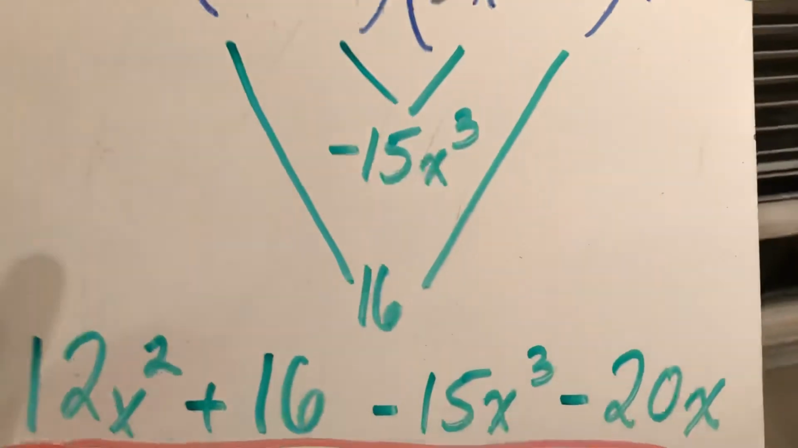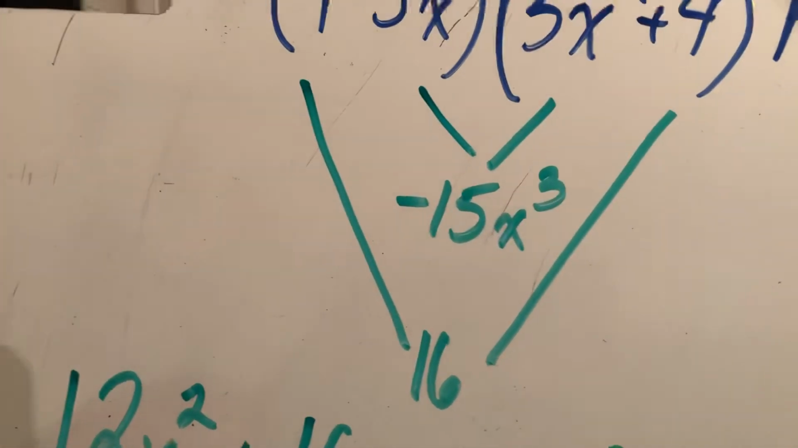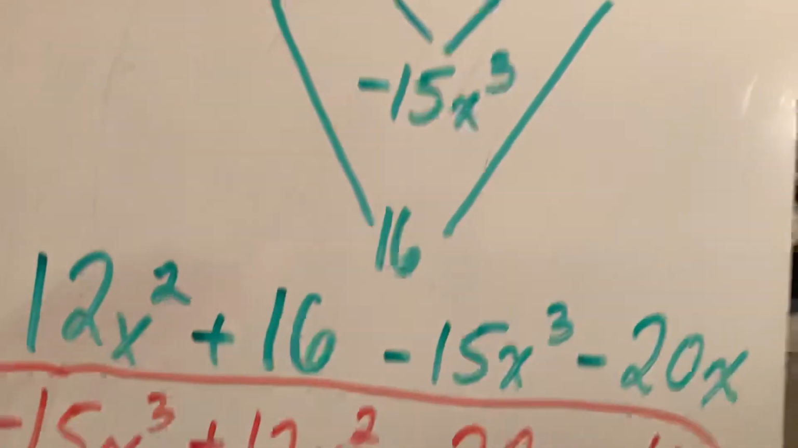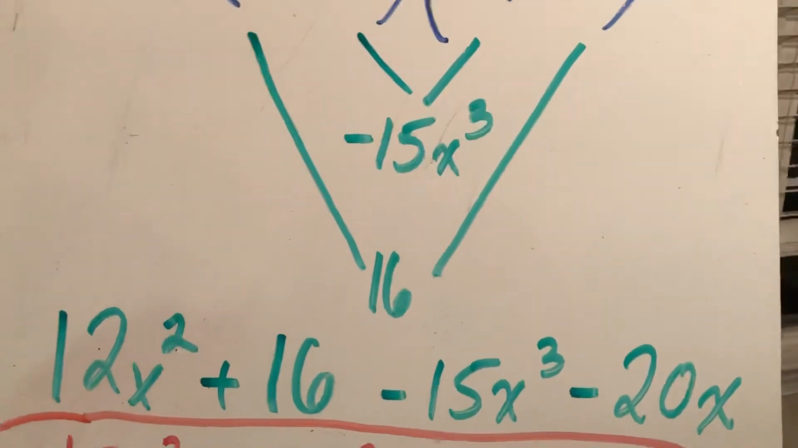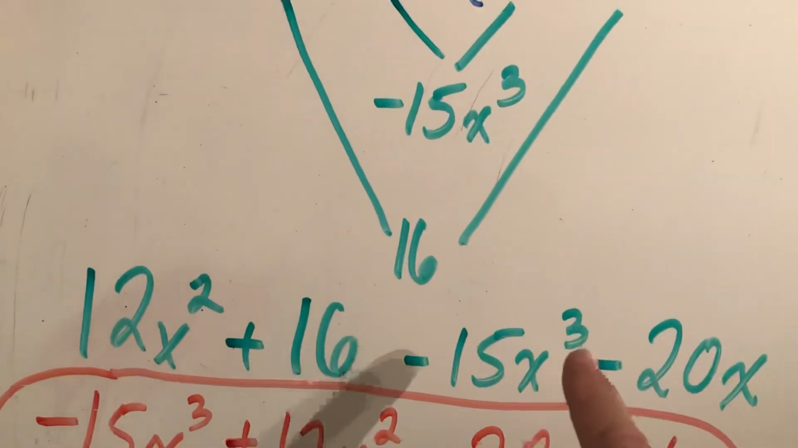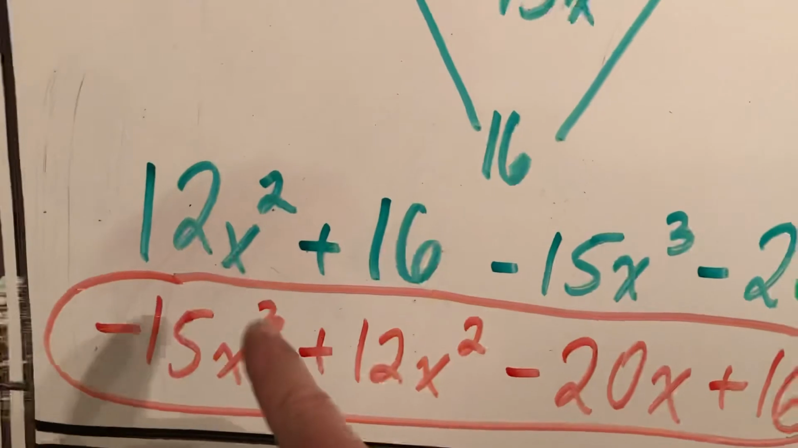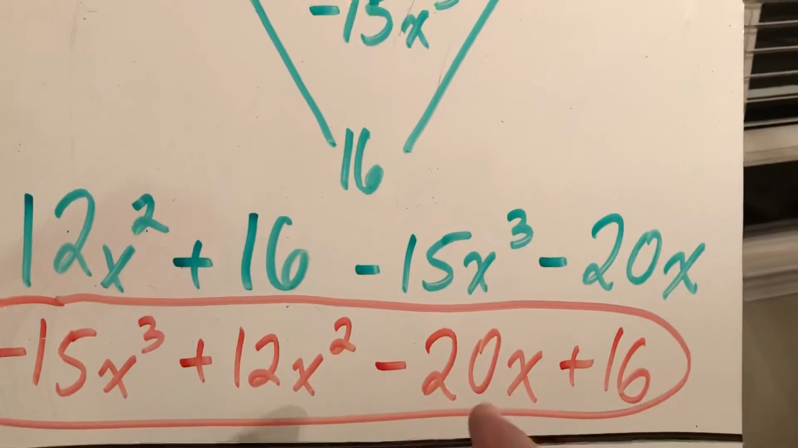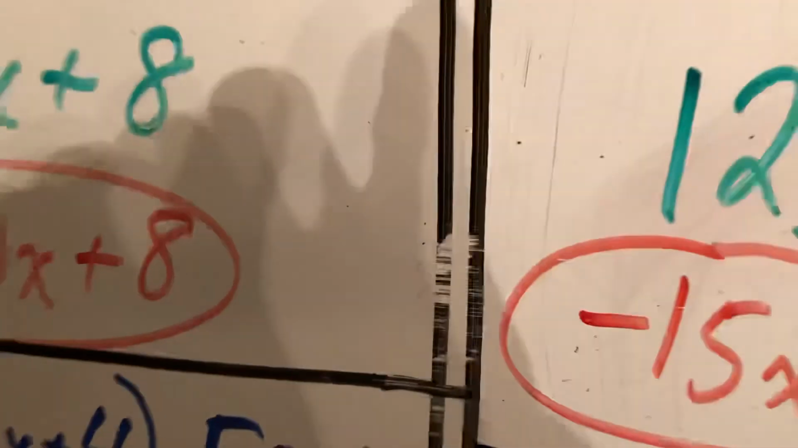And now, do you see how these two don't match up? They're not like terms. I don't know what to tell you. I don't know why they would give you a problem like that, but here's what we're going to do. We're going to take the 4 terms. There are no like terms here. Okay, let's just write them in descending order. What's the highest exponent? The x to the third. So you take minus 15x to the third. What's the next one? Plus 12x squared. What's next? Minus 20x. What's next? Plus 16. Done.